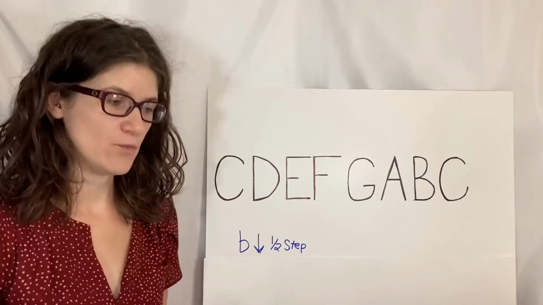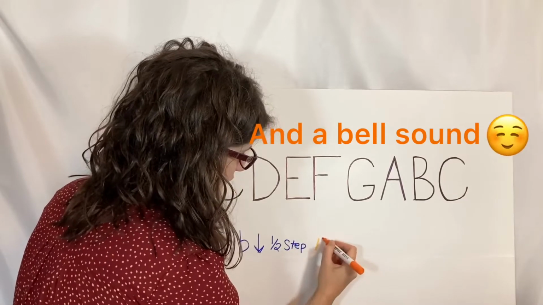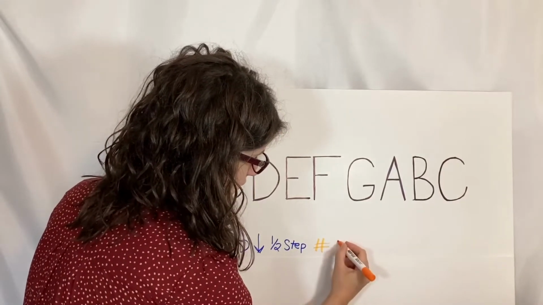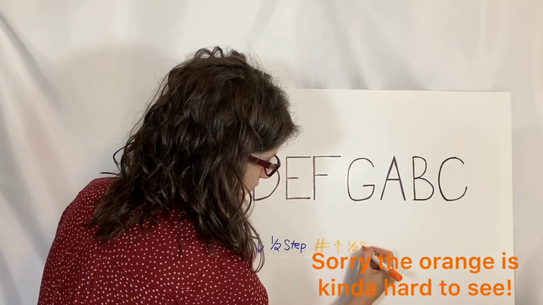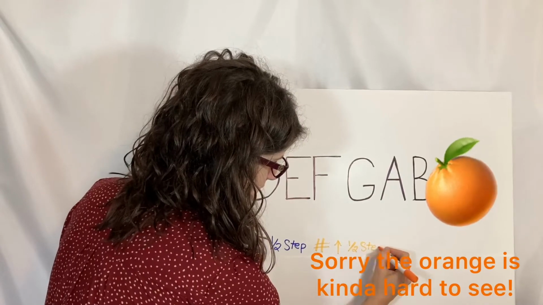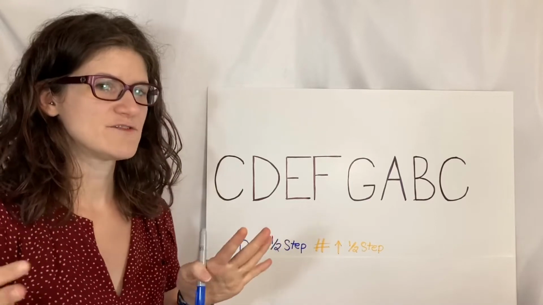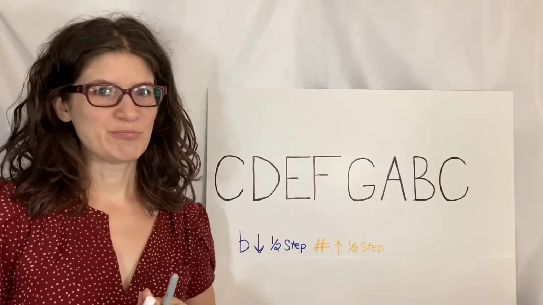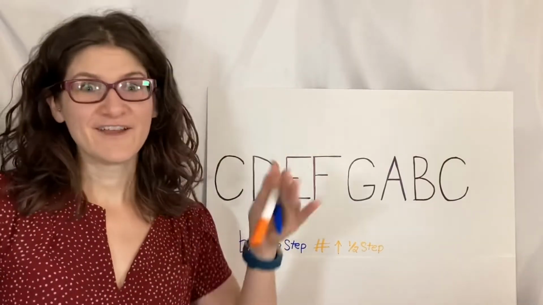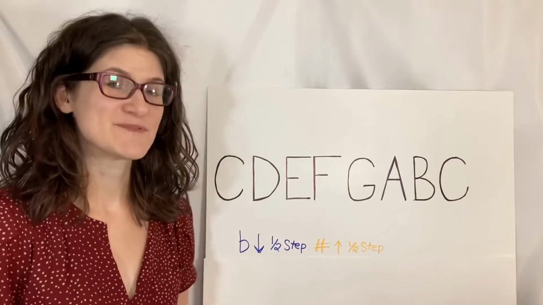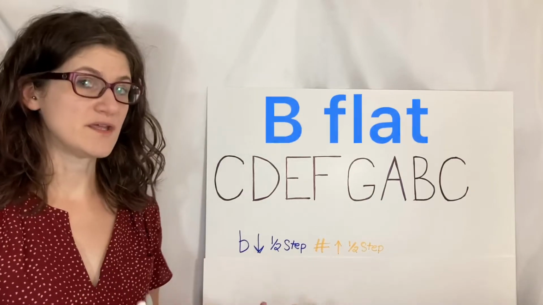Now, sharps. We are gonna use orange for sharps. Sharps raise pitch by what we call a half step. A good way to remember that is what happens if you are going to sit down in a chair, but there's a sharp tack in the chair. You go to sit down and you go up. So sharps raise pitch.